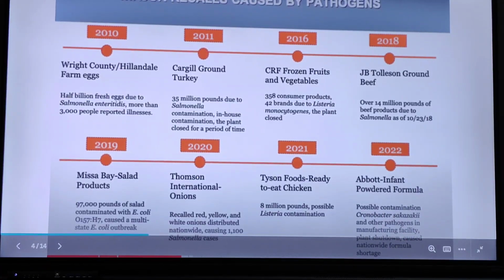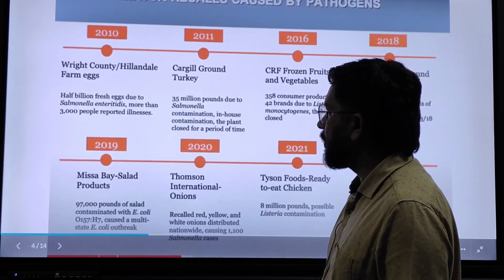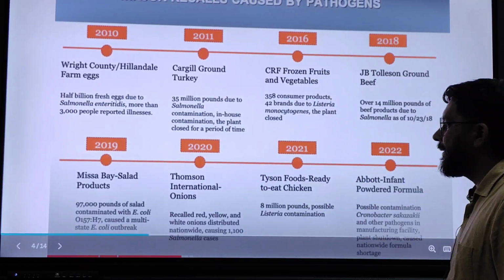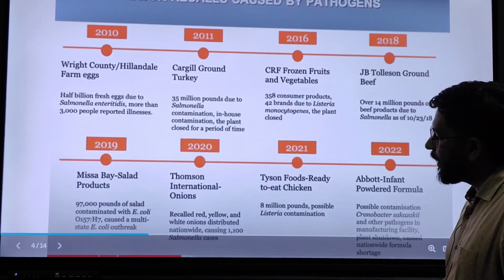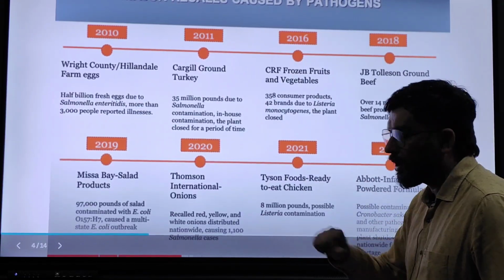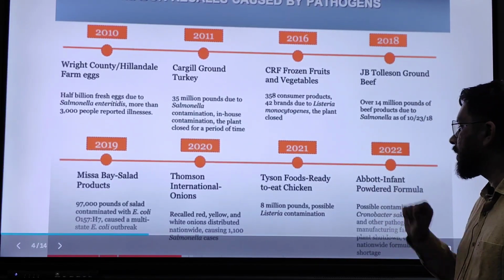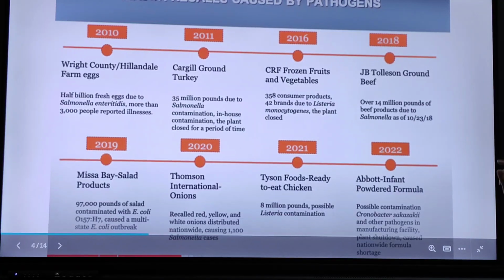Similarly, in 2018 beef meat was contaminated with Salmonella species, and in 2019 salad was contaminated with E. coli. Similar was the case in 2020, where Thomas International onions were contaminated with Salmonella species, and ready-to-eat food, especially meat products, chicken, was contaminated with Listeria. And infant powdered formula, which is used for infants, was also contaminated with Cronobacter species.